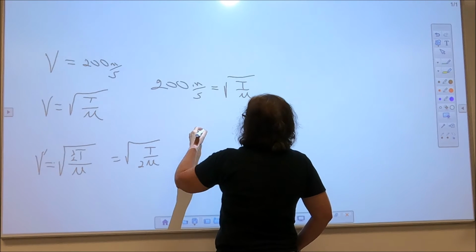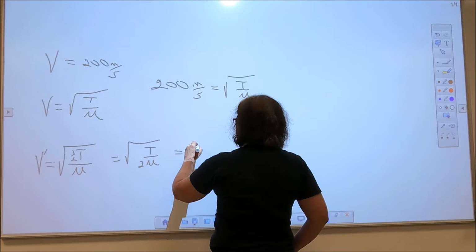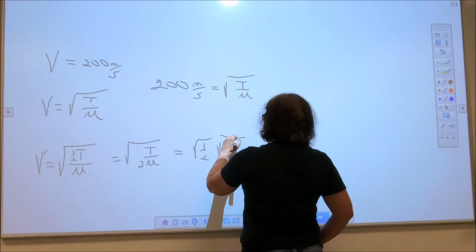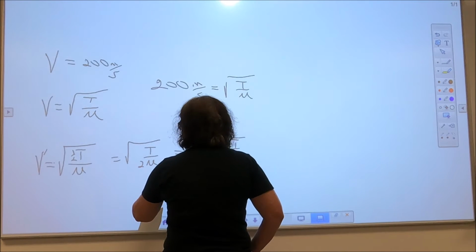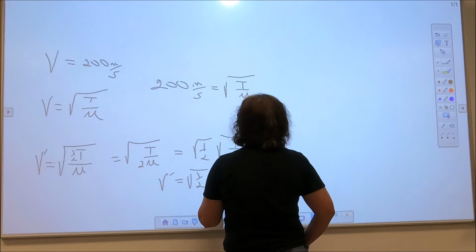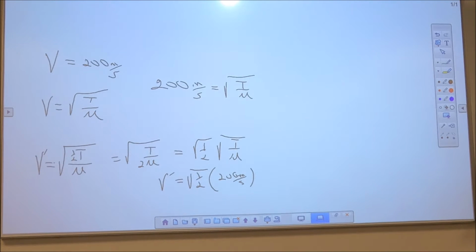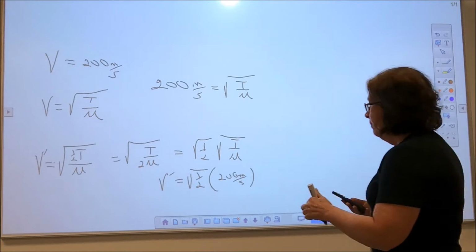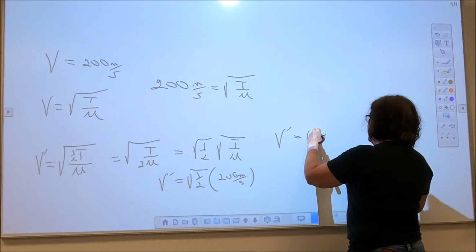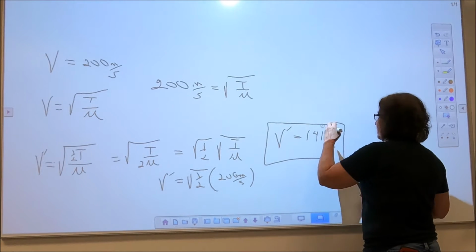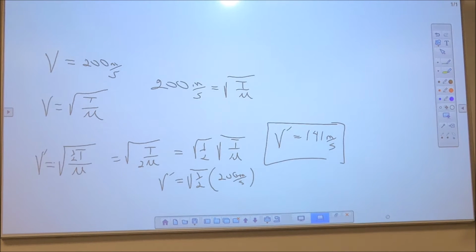Let me play with this a little bit. And come down here, I know that what I have is essentially the square root of 1 over 2, times the square root of T over mu. So our new V prime is going to be the square root of 1 over 2 times 200 meters per second. Let me grab my calculator. .5 square root times 200. It says that our V prime is 141 meters per second. Okay, so we cut the tension in half, but it didn't cut the speed in half. Okay? All right, now let me erase this.